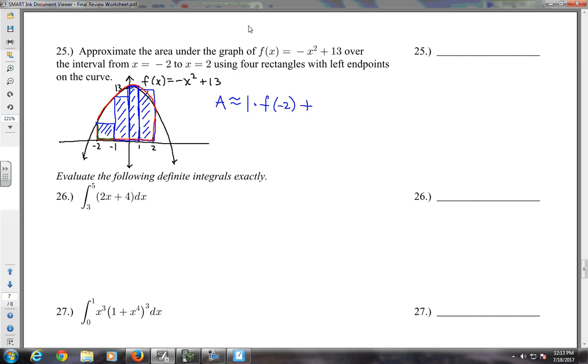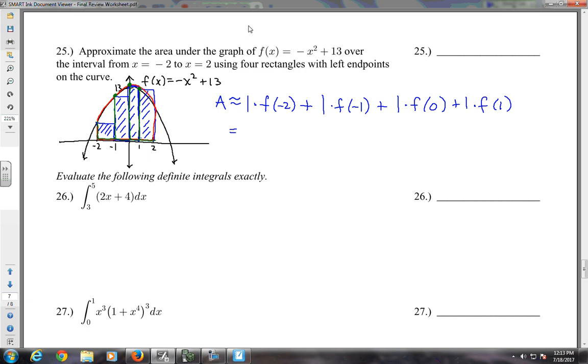Let's find the second rectangle's area. Again, its base is 1. Its height is whatever the function value is right here, right? We can calculate that as f of negative 1. Hopefully you get the process. Each rectangle has a base of 1, and the height is given by the function value at the left endpoint. So here I need f of 0, and then finally base 1, height f of 1. All right, so that's the plan. Let's calculate each of these.